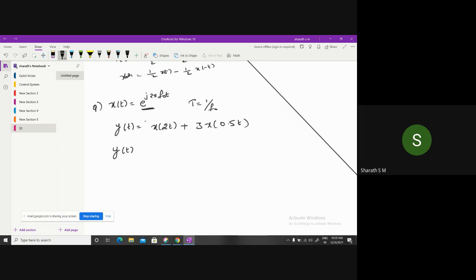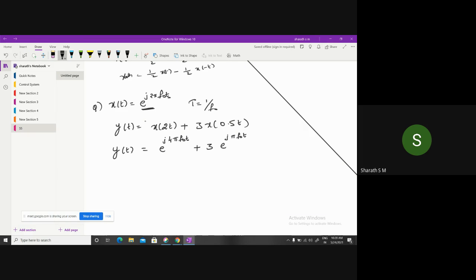So x of t is e power j 2 pi f naught t. For x of 2t, wherever we have a t, substitute t is equal to 2t. So it becomes e power j 4 pi f naught t, plus retain the 3 as it is, and wherever we have a t, replace it by 0.5t. So it becomes e power j pi f naught t. Replace t by 2t and then t by 0.5t, so it becomes e power j 4 pi f naught t plus 3 into e power j pi f naught t.